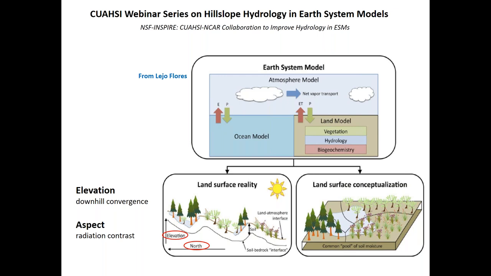On the lower left-hand side, the figure schematically shows that with land topography, we will have elevation differences and aspect differences. These are critically important in determining lateral convergence of hillslope moisture, as well as aspect differences in the energy balances of the sunny slope and the shady slope. So these are just examples of some of the hydrologic common sense that we hydrologists know very well, and we know how this works, and we're probably ready to put those in earth system models.